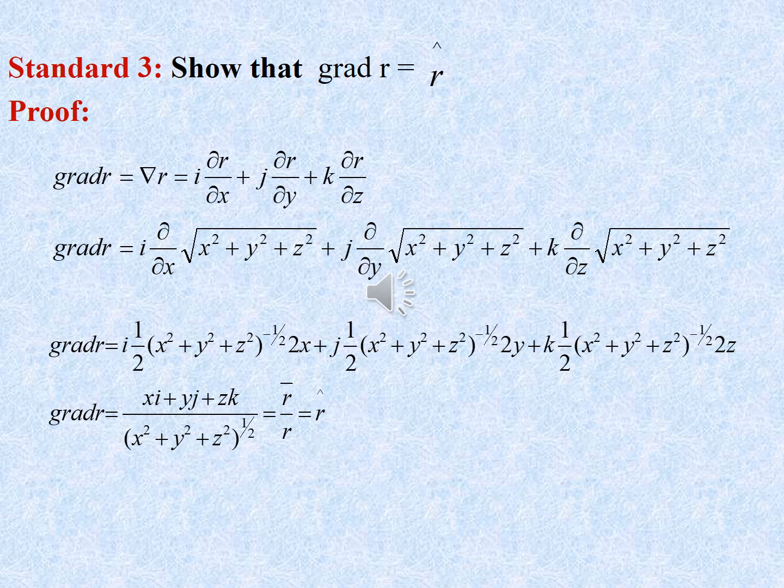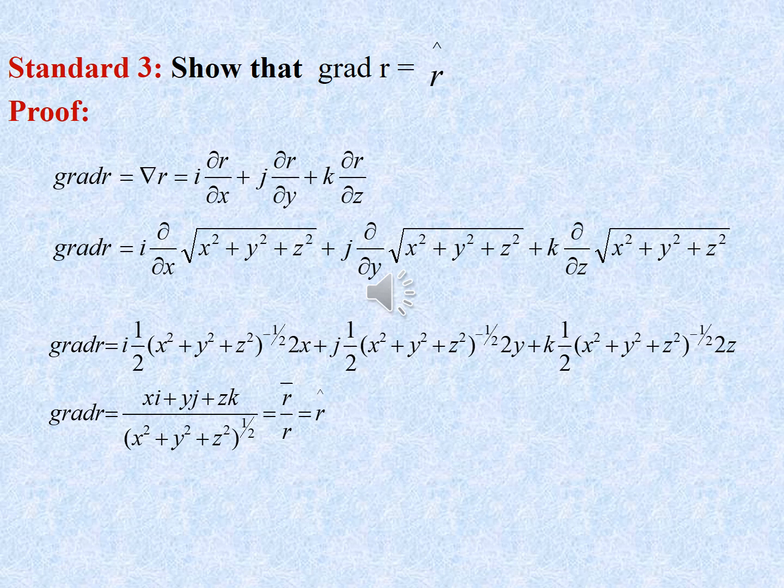Standard 3. Show that grad r is equal to r cap. We know that r is equal to xi plus yj plus zk. We know the distance formula, r is equal to root over x square plus y square plus z square. Next we have the formula grad r. Grad r means that is equal to del r. We know the del r formula, that is equal to i dou r by dou x plus j dou r by dou y plus k dou r by dou z.